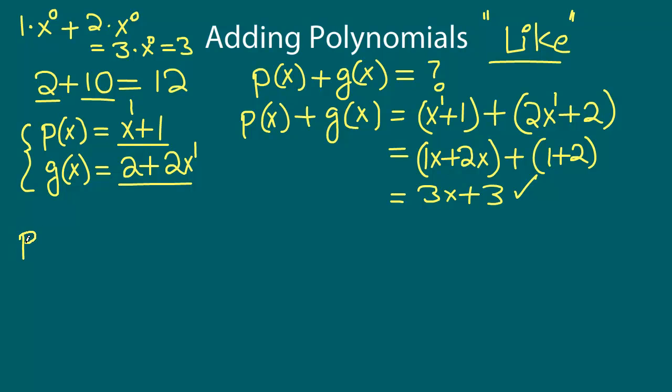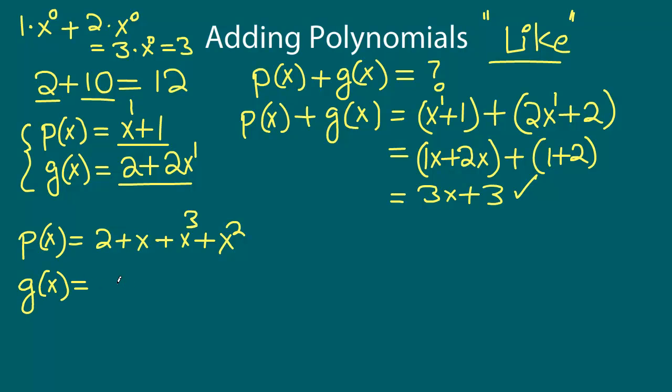So let's take a look at another example, and this time let's have our polynomials defined as, for example, 2 plus x plus maybe x cubed plus maybe x squared. And here we have g(x), which is the second polynomial, and let's write this as 5x plus 7 maybe plus 6x cubed. So these are our two polynomials, and we want to add them. So how do we add them? Well, simply we want to write each of the polynomials in standard form, right?